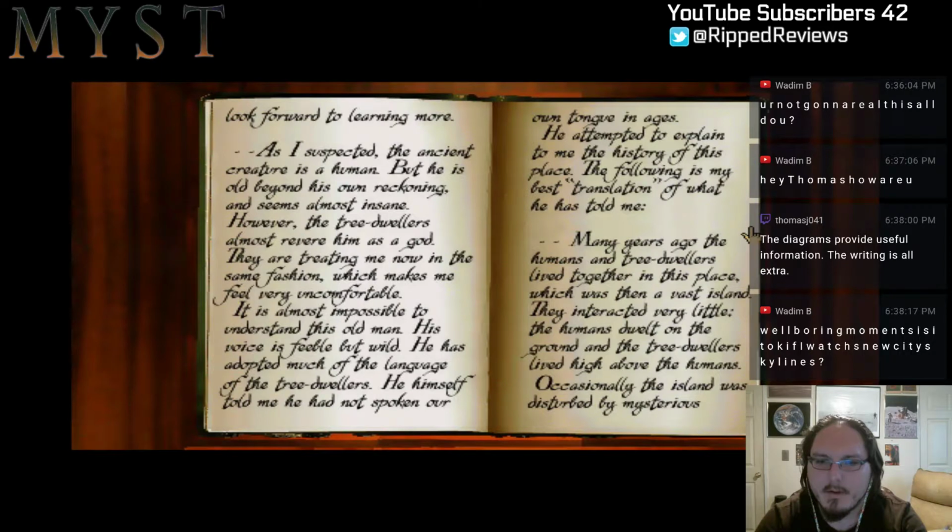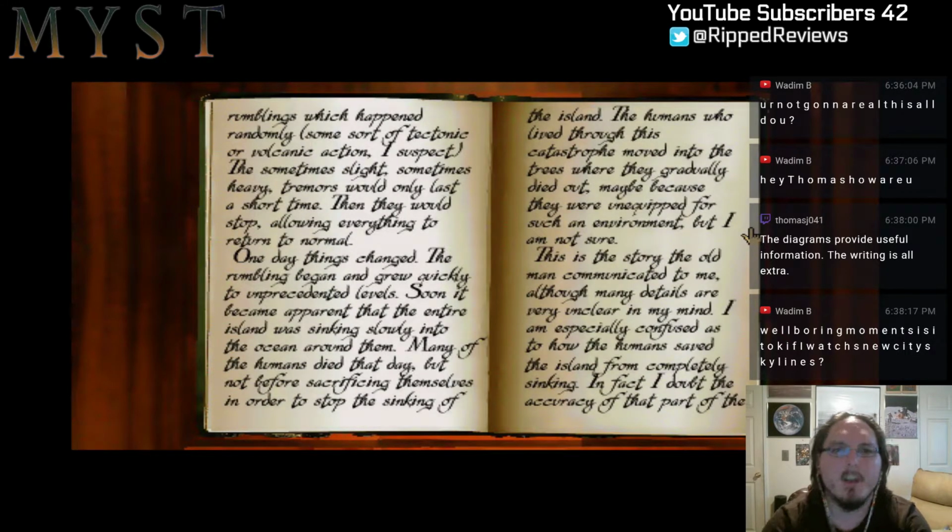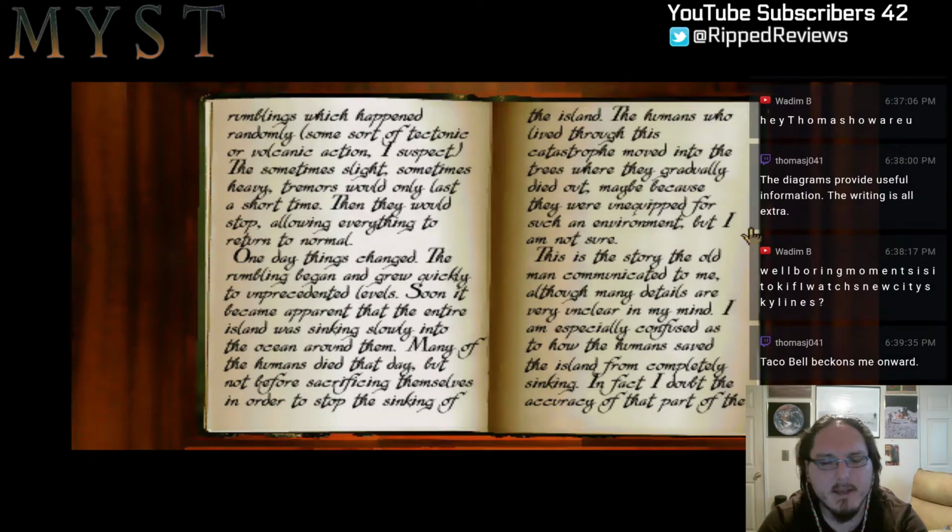Many years ago, the humans and tree dwellers lived together in this place, which was then a vast island. They interacted very little. The humans dwelled on the ground, and the tree dwellers lived high above the humans. Occasionally, the island was disturbed by mysterious rumblings which happened randomly, some sort of tectonic or volcanic action, I suspect. The sometimes slight, sometimes heavy tremors.